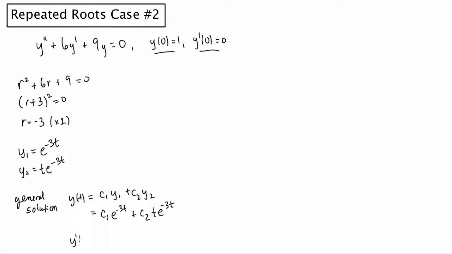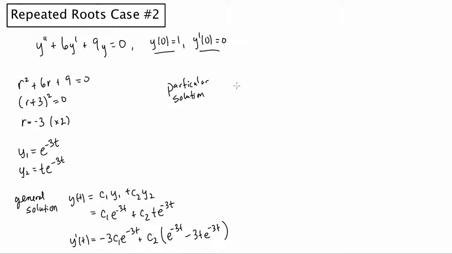It's always a good idea to go ahead and write out y prime prior to doing this. So y prime is minus 3 c1 e to the negative 3t. And then here we've got to be careful because we're doing the product rule. It's c2, and then I'll do all of this in here. Product rule says we'd get e to the negative 3t plus, or actually it would be minus 3t e to the negative 3t.